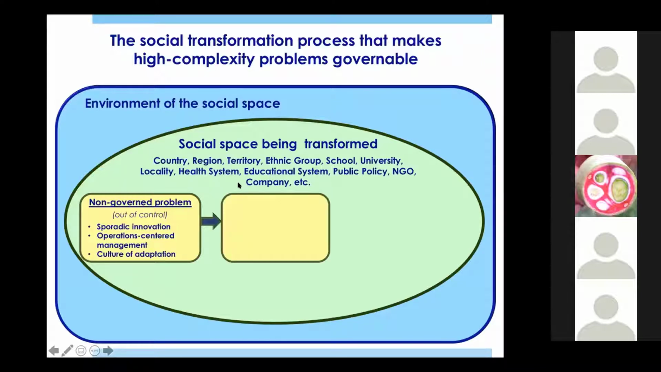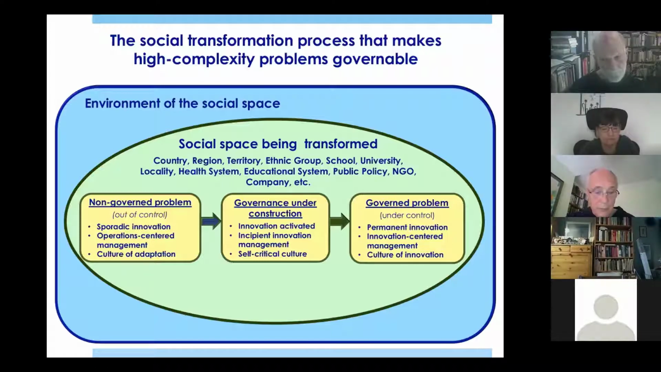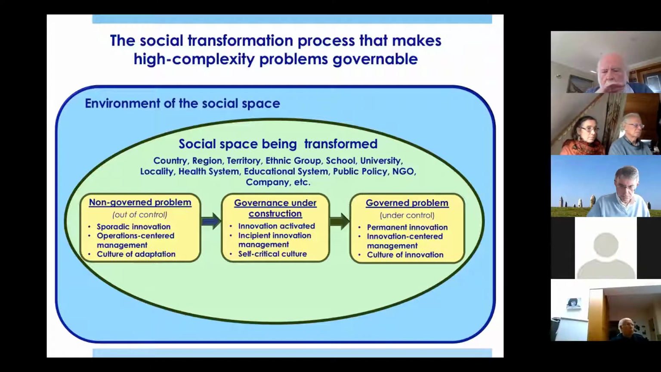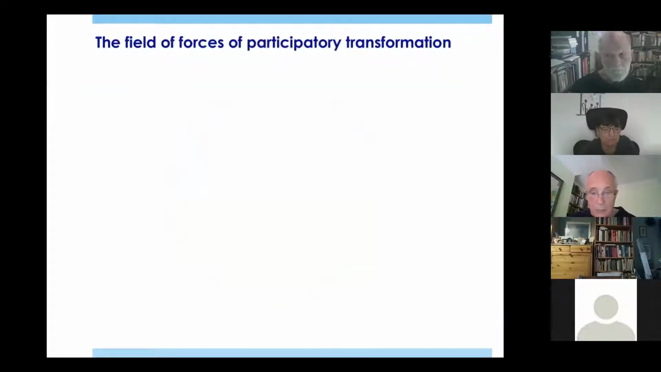We move to governance under construction: innovation activated, incipient innovation management, self-critical culture, and then governed problem under control: permanent innovation, innovation-centered management, and culture of innovation. How can this movement from left to right take place? This takes place in participatory innovation by activating a field of forces.